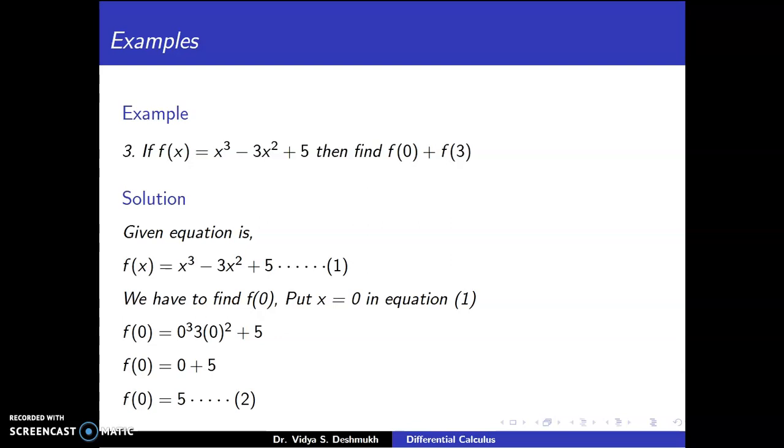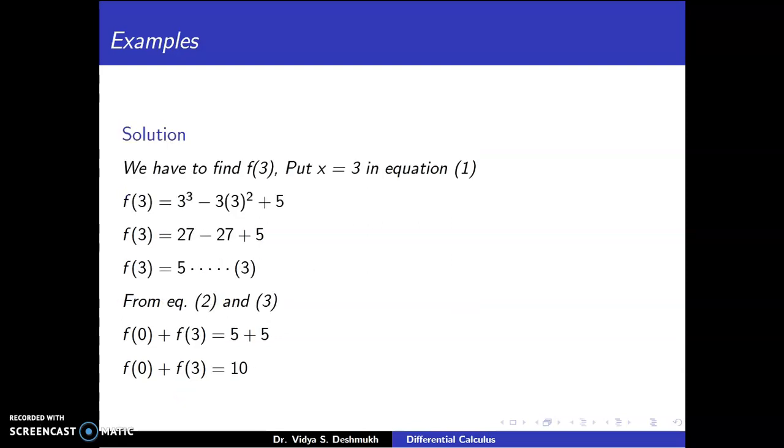Now we have to find out f of 0. For that, put x equals 0 in equation 1. So look at here, that is f of 0 is equal to what? 0 cube minus 3 into 0 square plus 5. Then f of 0 is equal to 0 plus 5 and it is nothing but equal to 5. So we get here f of 0 is equal to 5 and that is our equation 2.